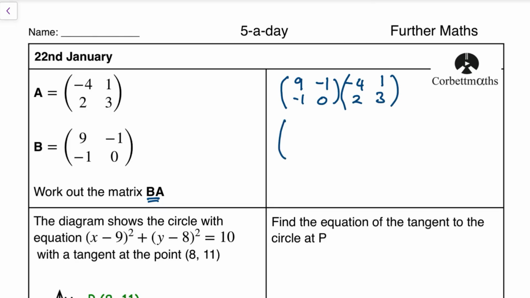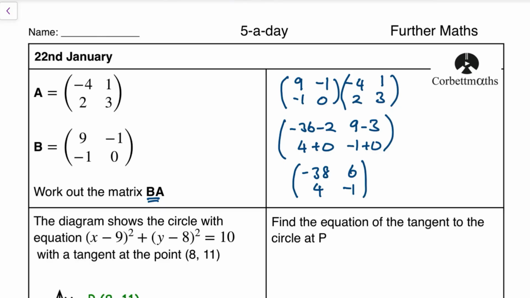Then let's do the steps in between. I'm going to do the row times the column on the right. So it's 9 times minus 4, which is minus 36, and minus 1 times 2, which is minus 2. Then the top row times the right column: 9 times 1 is 9, and minus 1 times 3 is minus 3. Bottom row and left column is 4 plus 0, and bottom row and right column is minus 1 plus 0. Adding all those up and combining, we have minus 38, 4, 6, and minus 1. And that is my answer for that question.